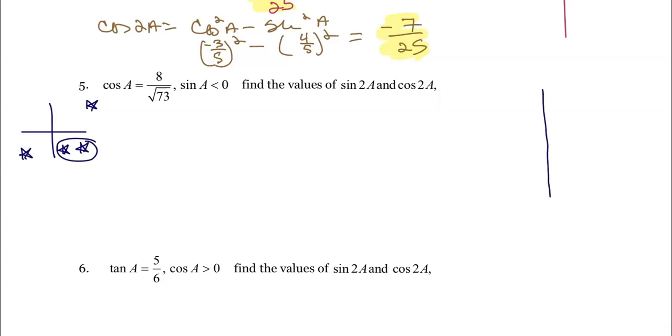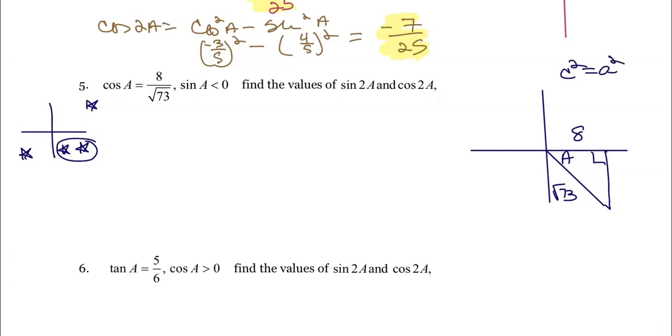So I'm going to draw my quadrant 4 triangle. So here comes out of here, here, and here. And here's where the alpha goes. And I'm going to label it so I know that cosine is 8 over root 73. So this is where the 8 goes. This is root 73. I do my c squared equals a squared plus b squared. And I get a 3 here. And because it's opposite the y-axis, that's negative, it's going to be a negative 3.